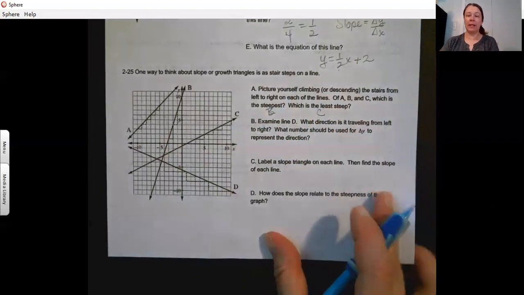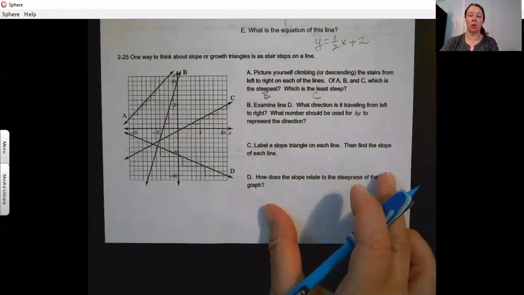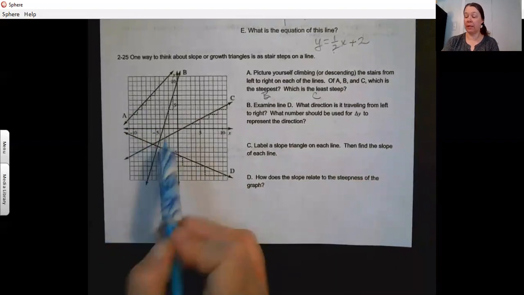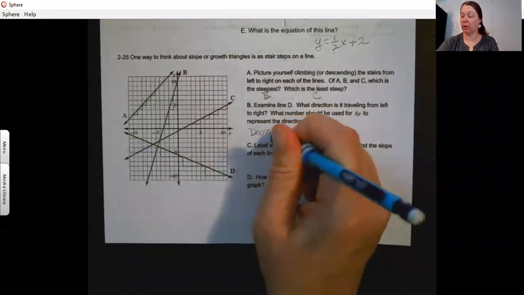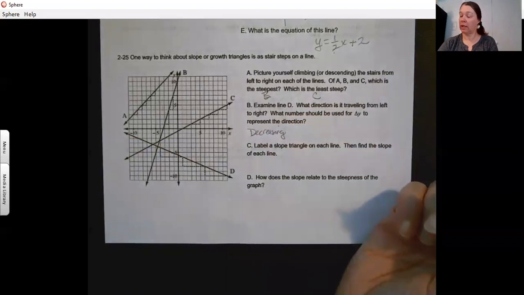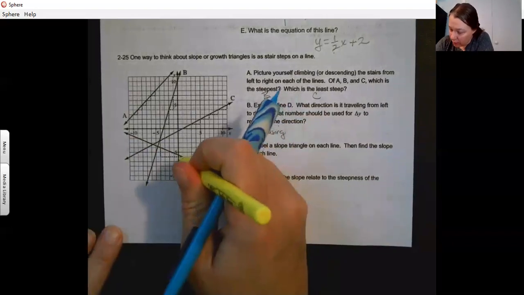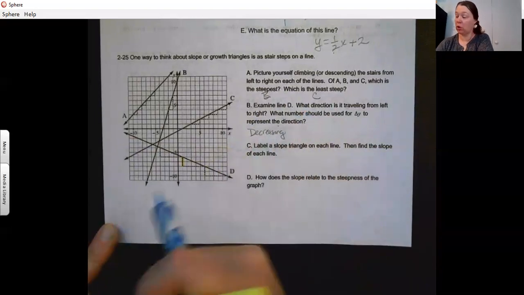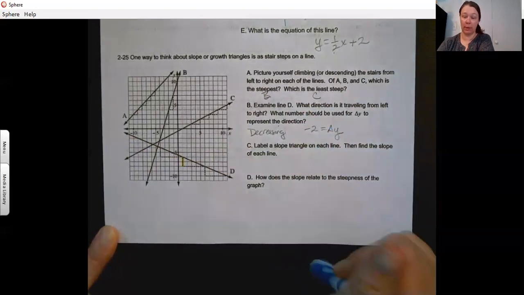Right now, it says examine line D. What direction is it traveling from left to right? And what number should be used for delta Y to represent that direction? As I look at line D from left to right, it's different from A, B, and C because it's heading downward. So line D is decreasing. When we talk about decreasing, we always think left to right. If I wanted to think about what number I could use for delta Y, right here that change in Y is going down 2. So I would use -2 for my delta Y. To show it's going down, I'm going to use a negative.